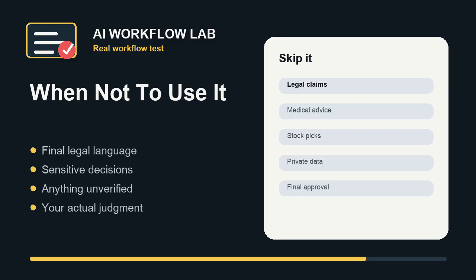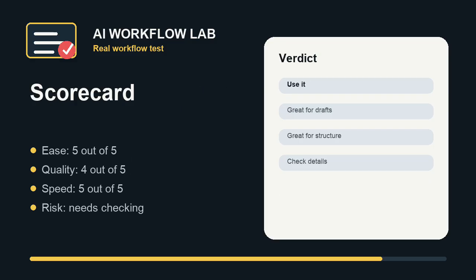Here is the scorecard. Ease of use is 5 out of 5. Result quality is 4 out of 5 when you give it context. Speed is 5 out of 5. Beginner friendliness is high. The risk is accuracy, because it can still invent or smooth over details. My verdict: use it for drafts, structure, and rewrites, but check anything important.